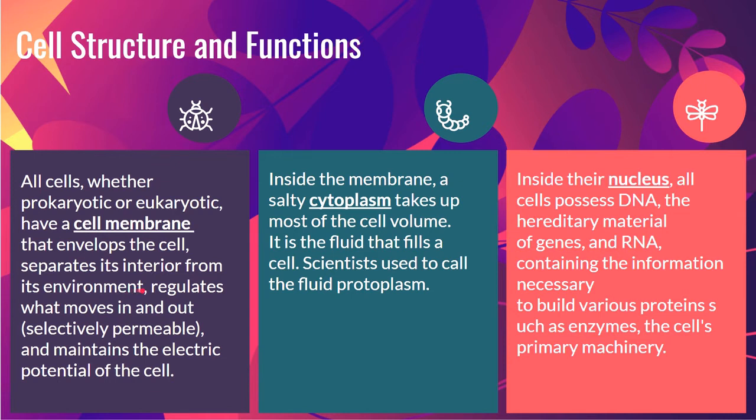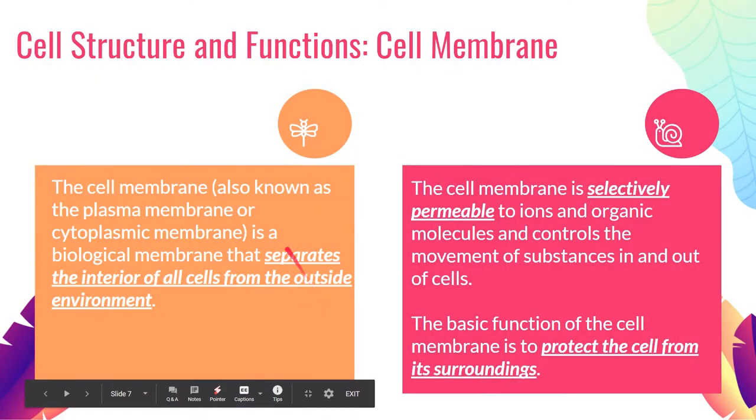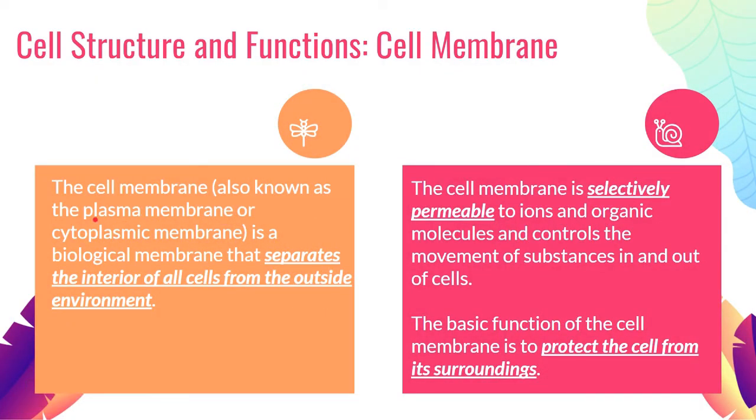And aside from that, the cell membrane also regulates what moves in and out of the cell, making it a selectively permeable membrane. It means that it selects, it chooses what could be let in. When we say permeable, materials can go in and out. So it chooses what to let in and out of the cell, and it maintains the electric potential of the cell. The cell membrane is also known as the plasma membrane or cytoplasmic membrane. They all refer to the same thing.